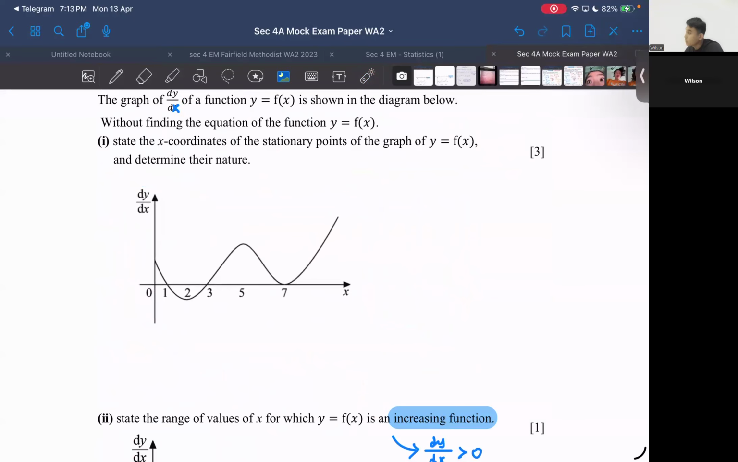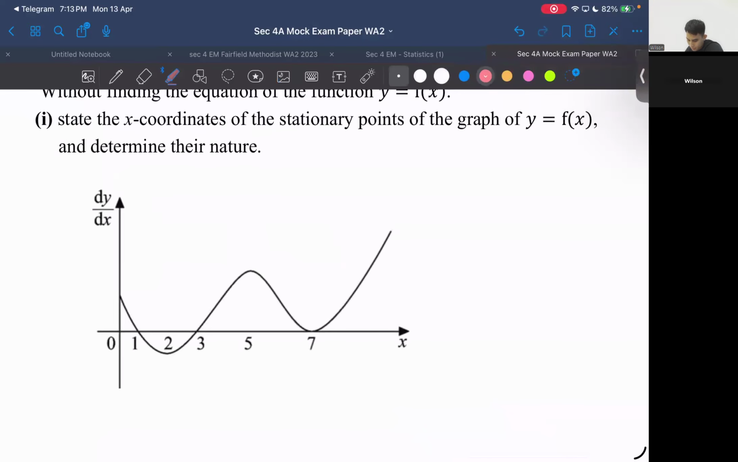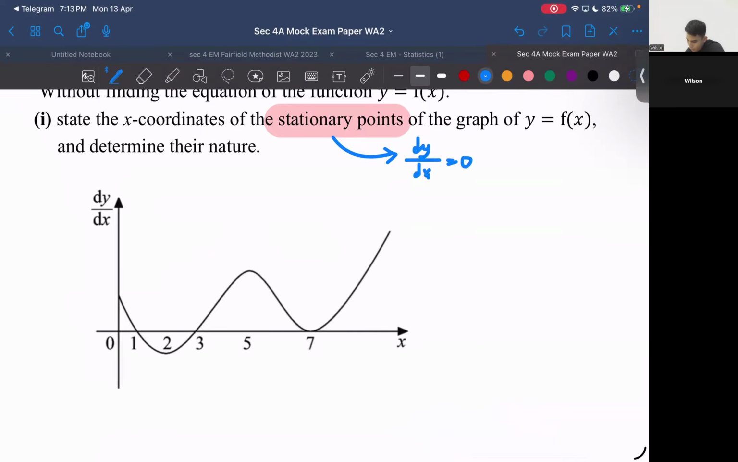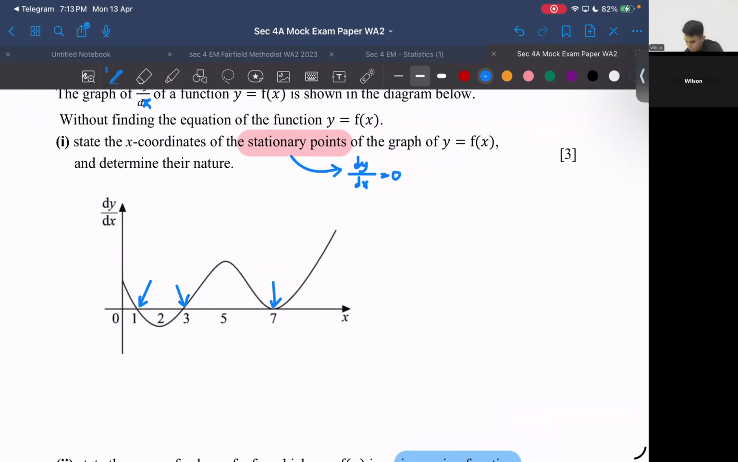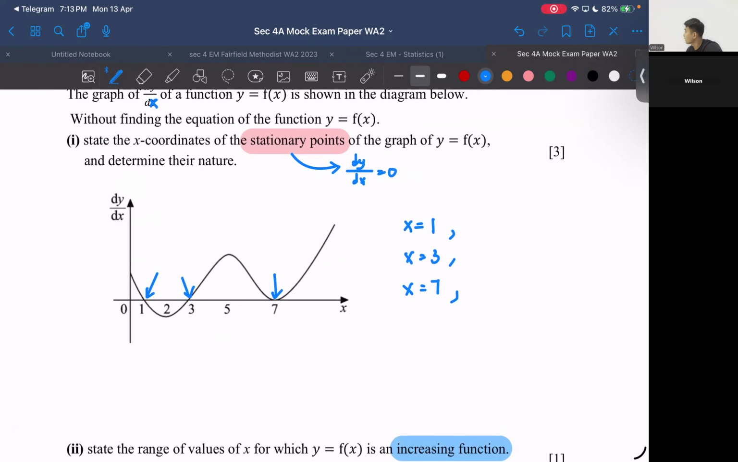Okay, now stationary points means what? Everybody? dy over dx equals 0. Yes, thank you very much. dy over dx equals 0 over here. Now I have a couple of points which are stationary. This one over here, this one over here, and this one over here. Okay, so I have 3 x coordinates. So when my x equals 1, my x equals 3, and my x equals 7 over here.